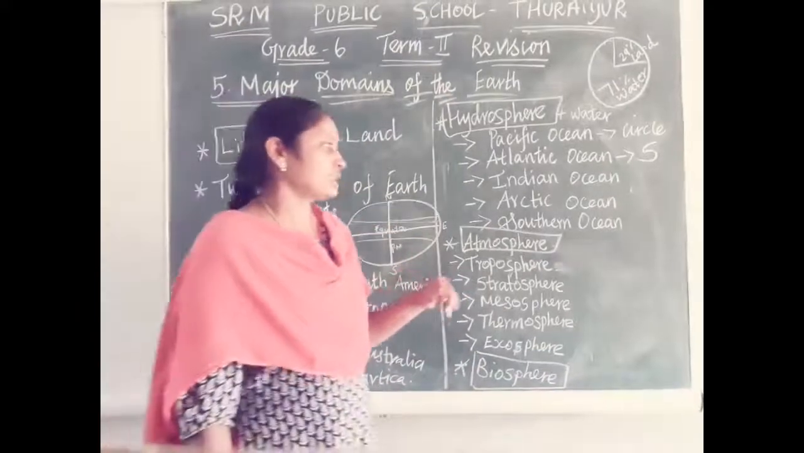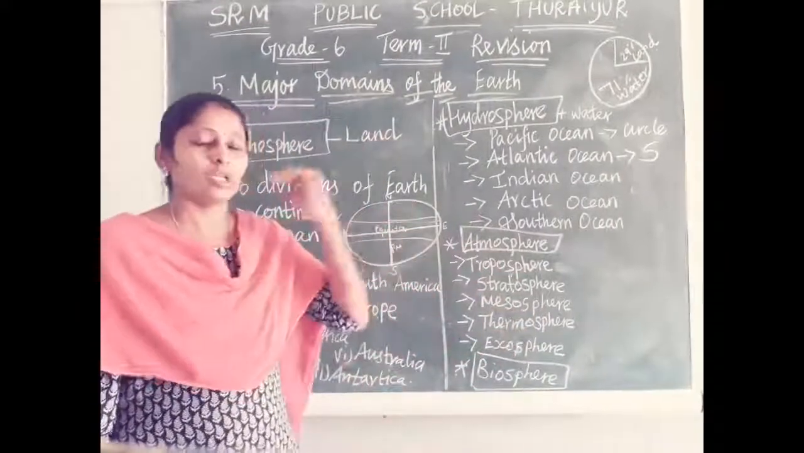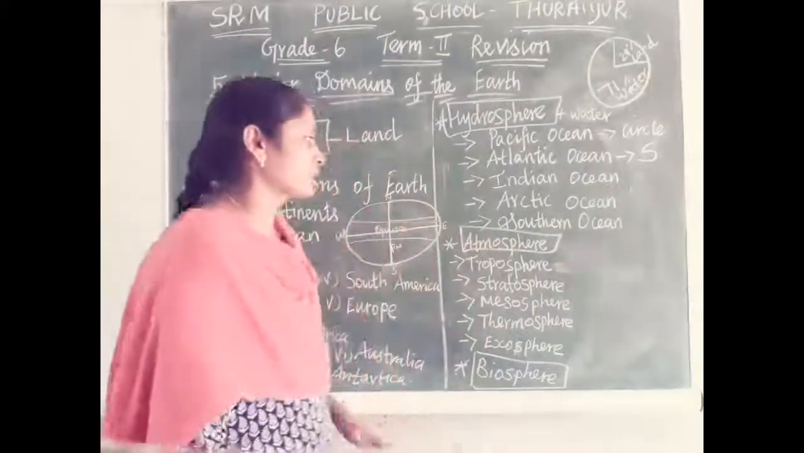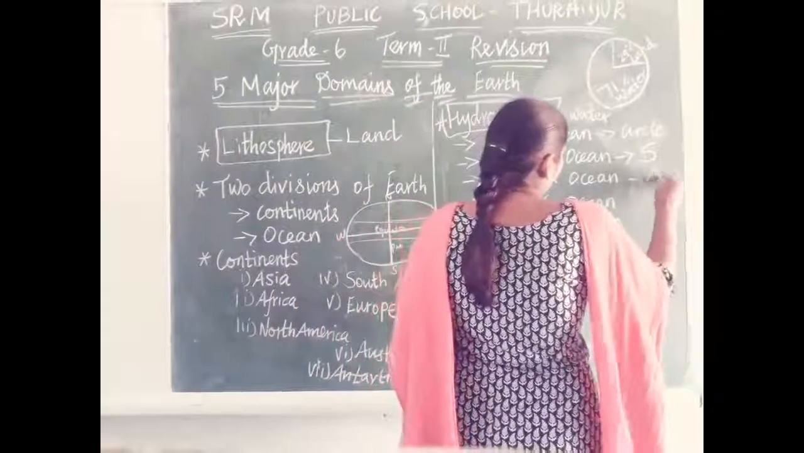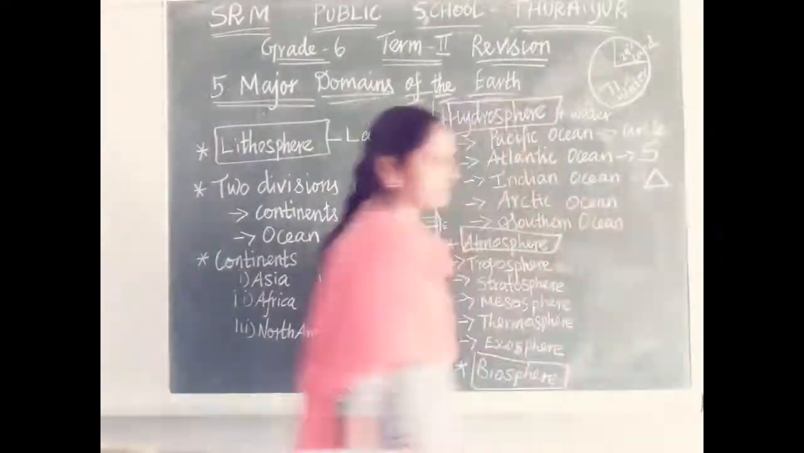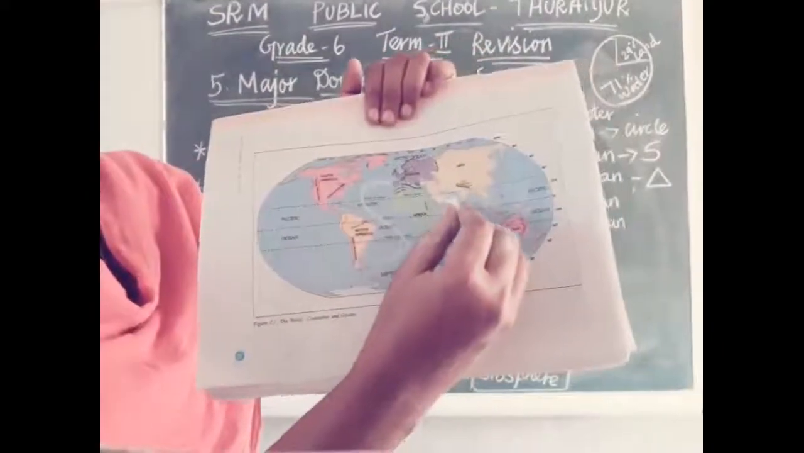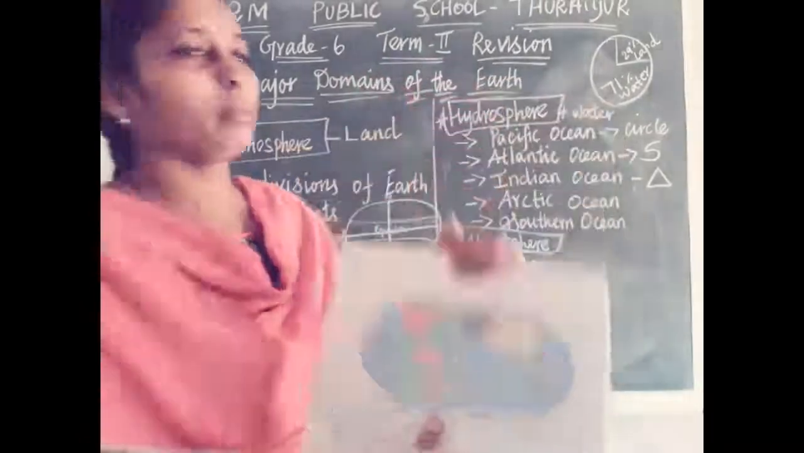Next is the Indian Ocean. This is the only ocean named after a country. It lies below India, and that's why it gets the name Indian Ocean. It looks like a triangle shape. Just see, this is India, and below India we have the Indian Ocean. It is a triangle-shaped ocean.